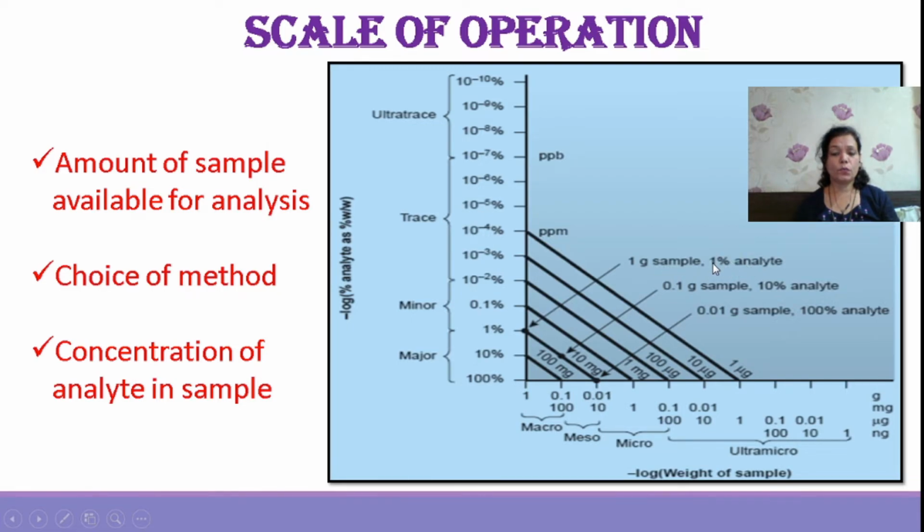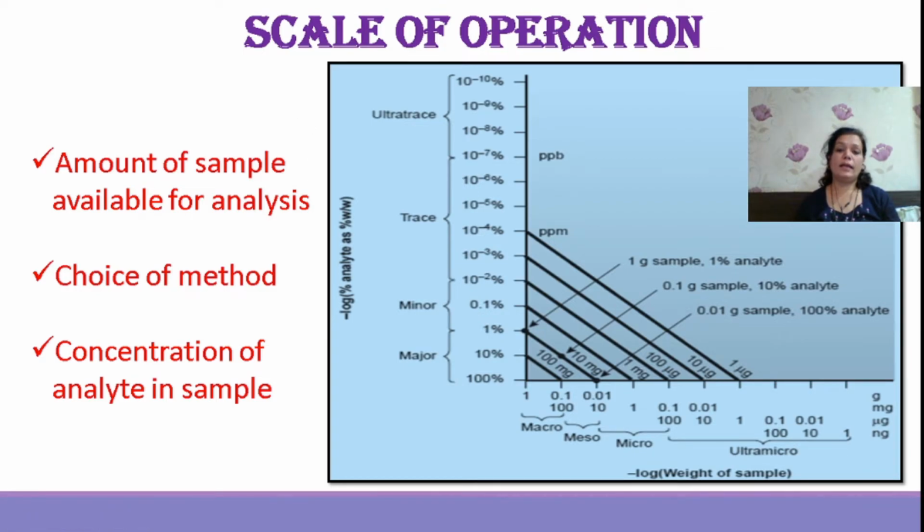Okay, so scale of operation tells me whether the sample is, say, 1 gram of the sample, where the analyte detected is 1%. If this is the amount, and if I choose a method where only 1% of the sample is detected, I should not follow that method. If I pick up 0.1 gram of the sample and 10% of the analyte is detected, I should go for the next one, where the amount of sample required is very small and the amount of analyte detected is 100%. So I have to go through major, minor, trace and ultra trace analysis methods to choose the final method for analysis.